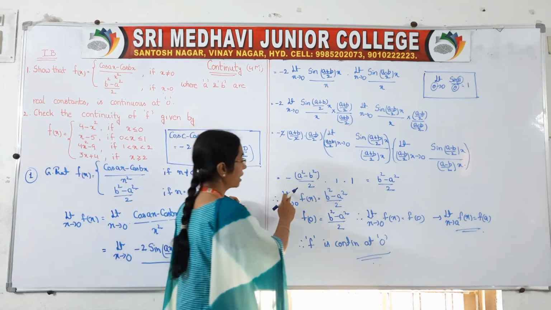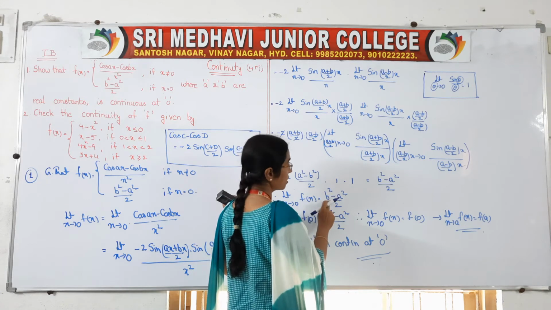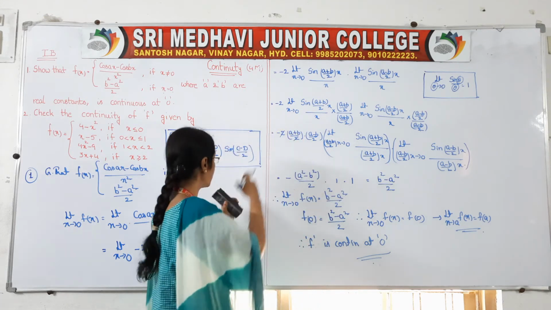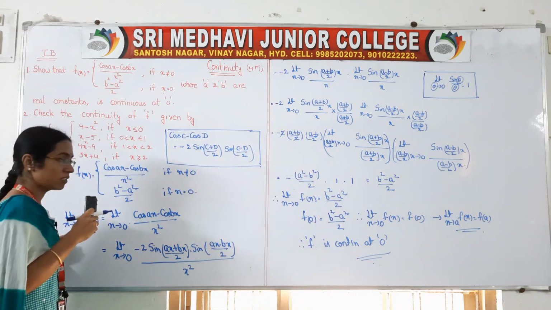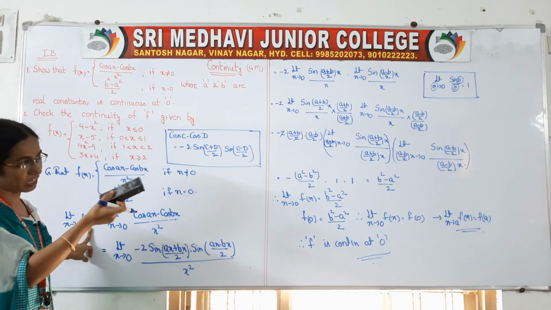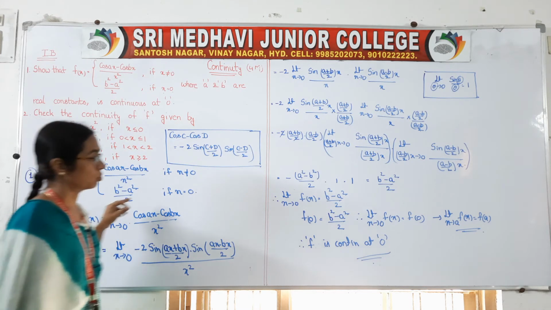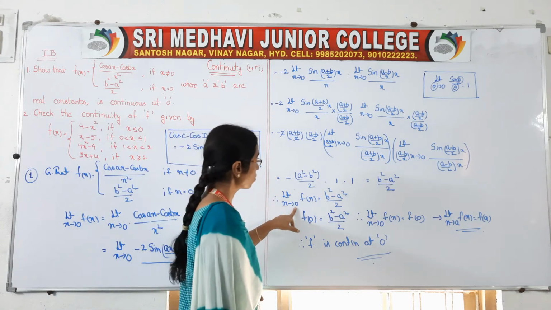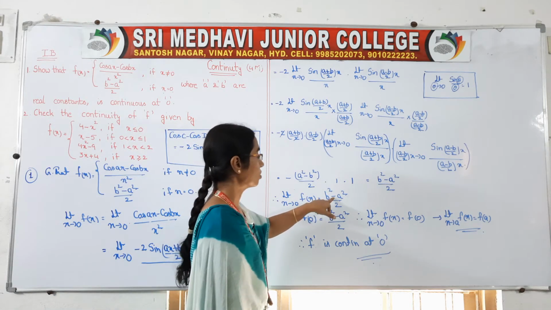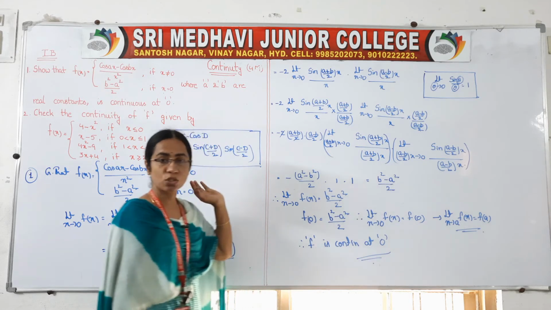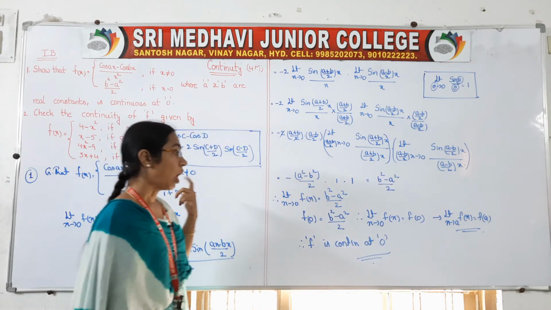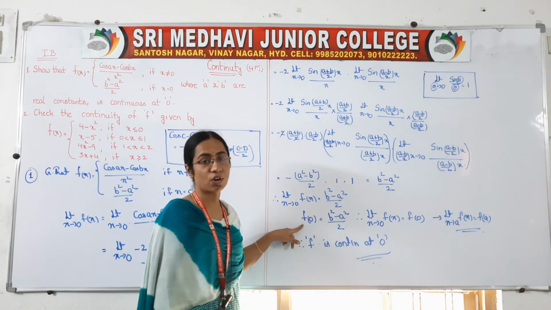So limit x tends to 0, f of x, actually we have taken that value, isn't it? Finally we got that value as b square minus a square by 2. Therefore, limit x tends to 0, f of x is equal to b square minus a square by 2. Okay, after that, find f of 0.